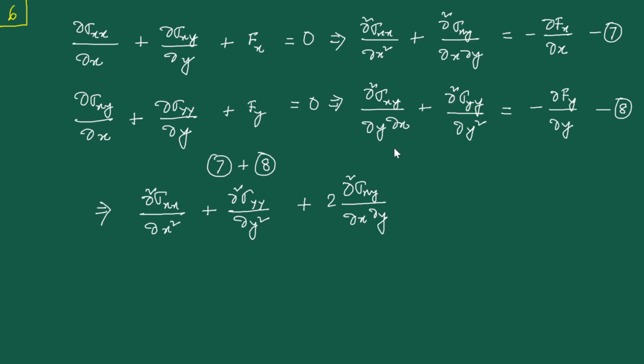I'm saying that the second order partial derivatives are continuous, which is why the order of the derivatives does not matter. So this is del fx del x minus del fy del y. All right, now let's call this equation number 9.